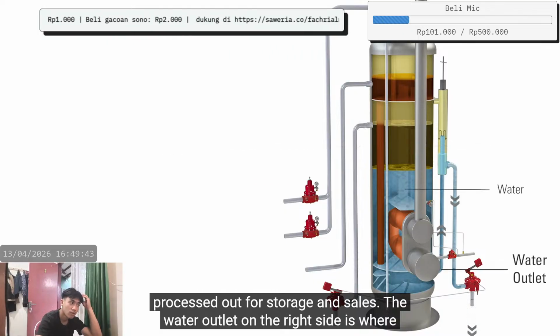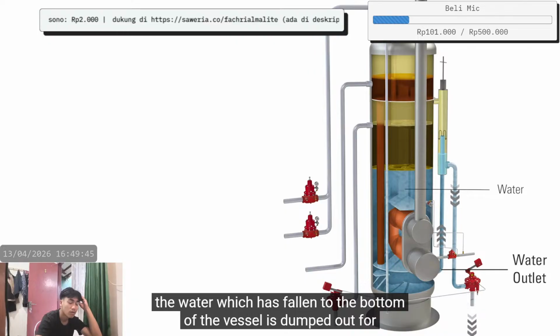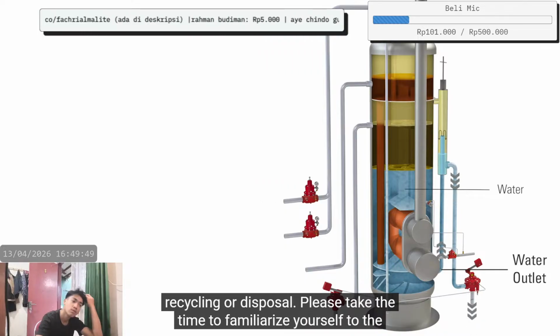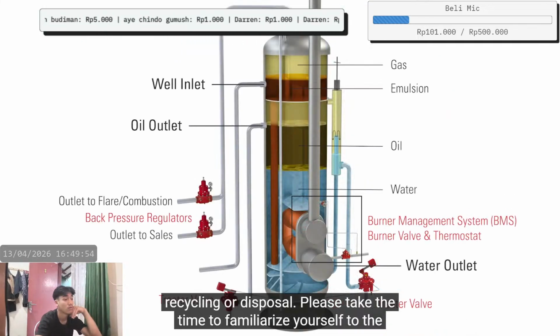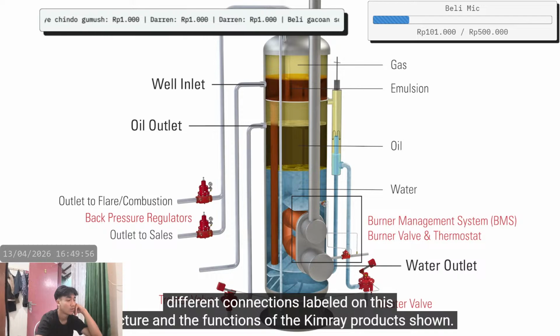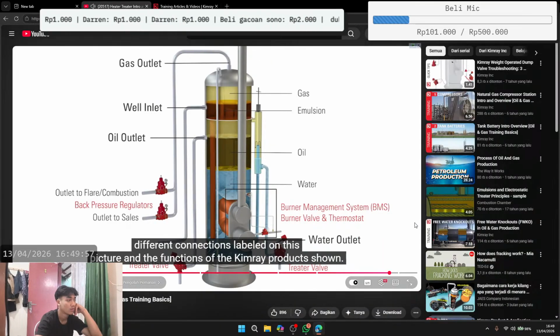The water outlet on the right side is where the water, which has fallen to the bottom of the vessel, is dumped out for recycling or disposal. Please take the time to familiarize yourself with the different connections labeled on this picture and the functions of the Kimray products shown.